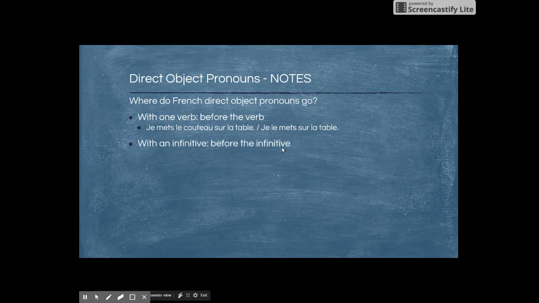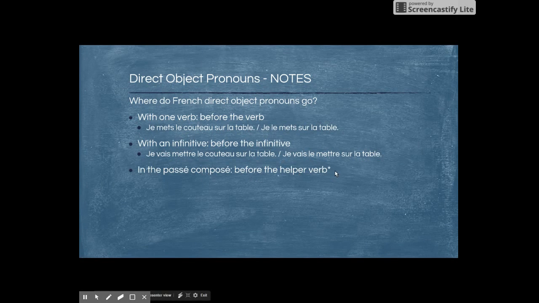If there's an infinitive, it goes before the infinitive, because that's the verb that it is connected to. So je vais mettre le couteau sur la table. I am going to put the knife on the table. Je vais le mettre sur la table. Yeah, so I am going to put it on the table. So the knife, or it, is the object of to put and not to go. So that is why it needs to go before mettre.